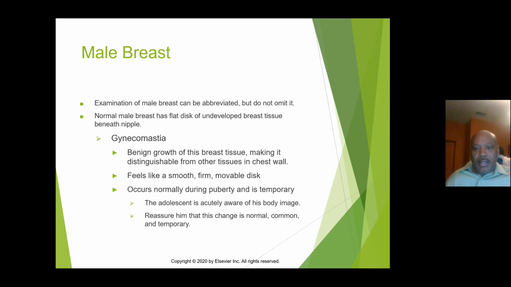All right, and this is something that we have to have knowledge of, because when we are taking care of the pediatric population, in particular adolescents, this can affect their body image, and so you have to be able to explain to them that it is normal and it will go away.